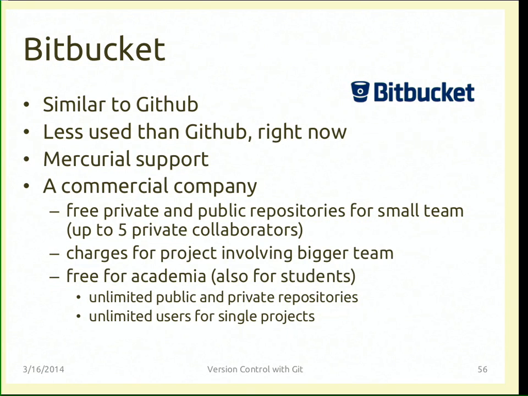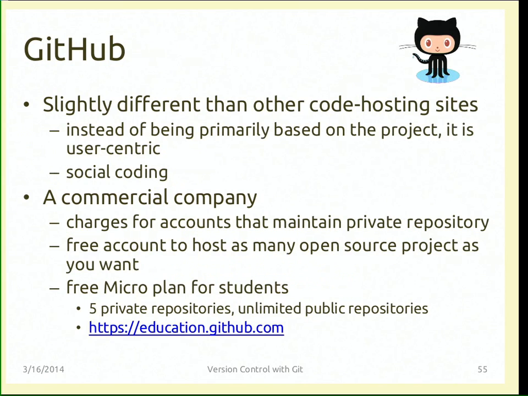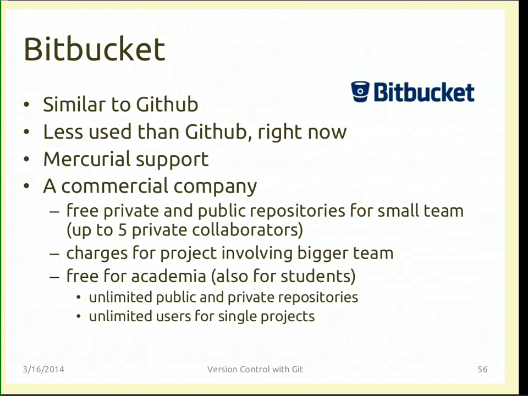Bitbucket's presentation is similar to GitHub. Right now it is a little bit less used. It's made in Python, just to know, with Django. GitHub is made in Ruby on Rails, while Bitbucket is made in Python. In this case, it's a commercial company again, with a slightly different way to commercialize the repository. They don't base it on the number of projects, but on the number of collaborators. You can have infinite free private and public repositories for a team of up to 5 persons. If you want a repository with 6 persons, you have to pay.